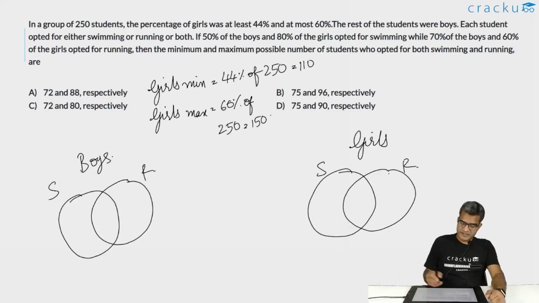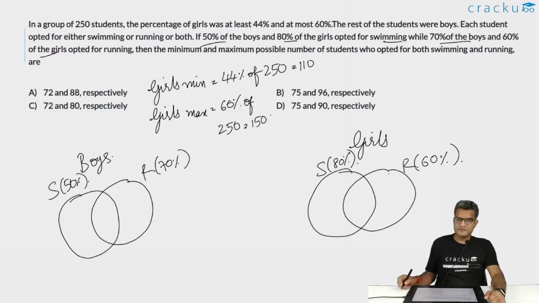What we are told is that 50% of the boys and 80% of the girls opted for swimming. So boys percentage of swimming is 50%, and girls percentage of swimming is 80%. 70% of the boys and 60% of the girls opted for running. So what is the percentage of boys who opted for both? One is 50%, another is 70%. So the percentage which opted for both will be 20%.